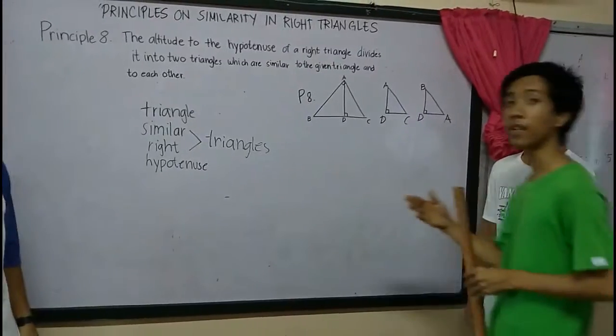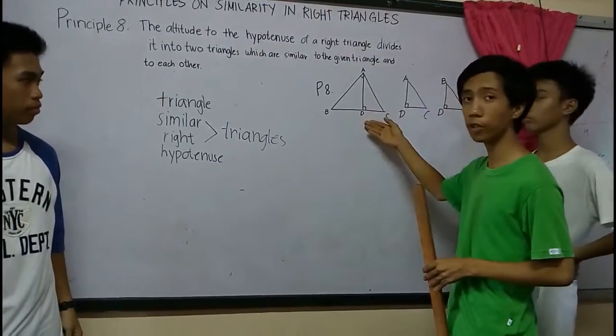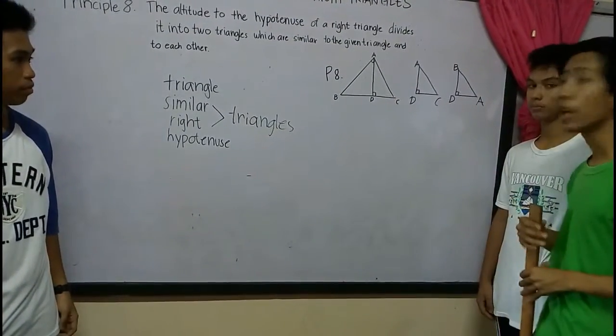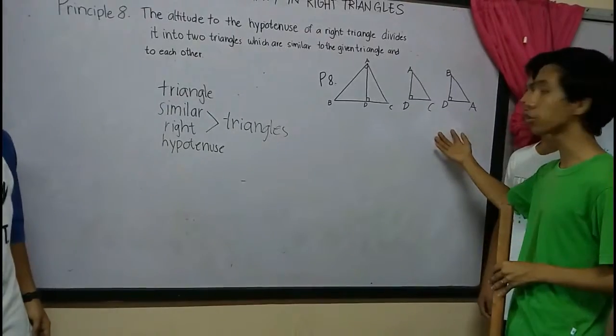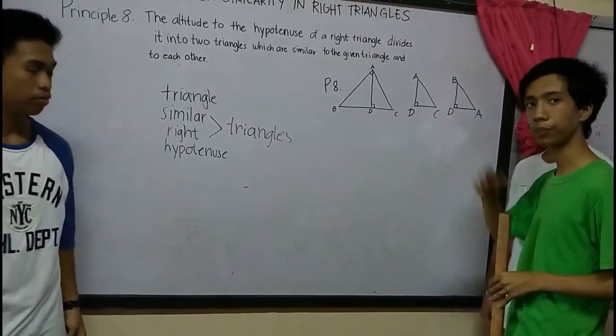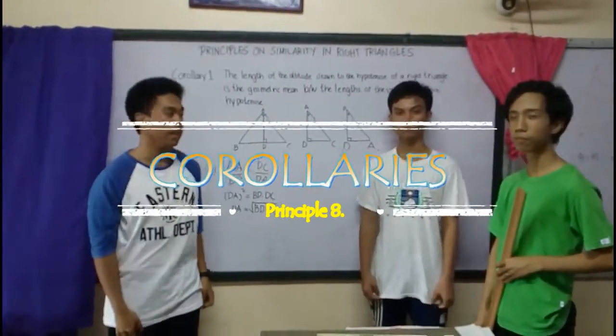Now, we can see that there is an altitude drop from the vertex A to the hypotenuse of the original triangle. And as a result, it divides it into 2 triangles which are similar to the original triangle and to each other. Now, let's move to the corollaries of Principle 8.